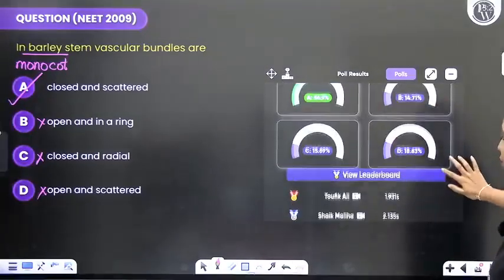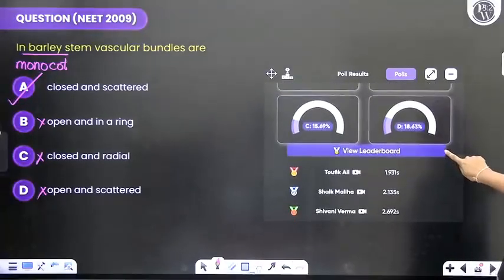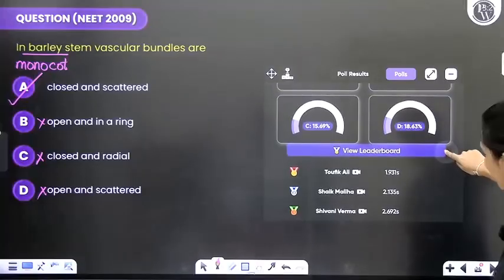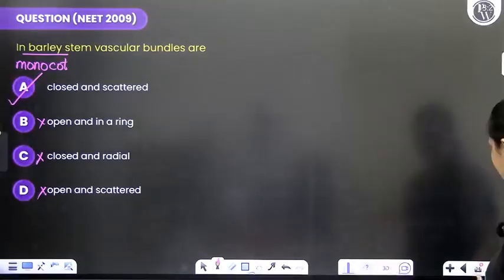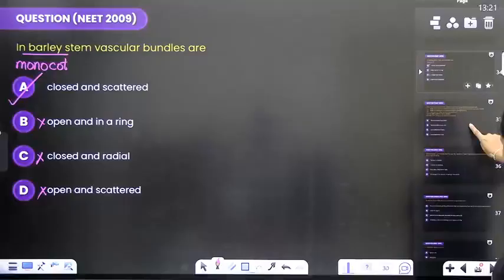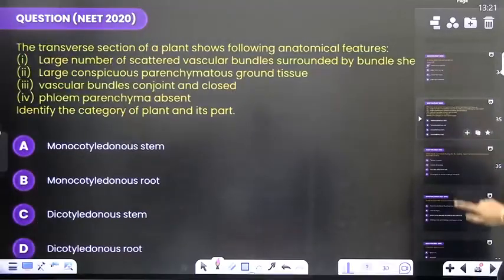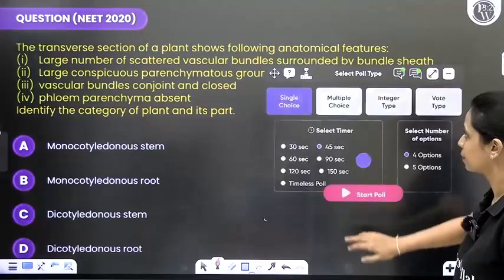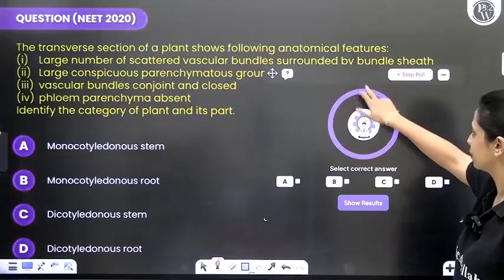55% of you have answered. Taufik, good job. Really, I'm proud of you. Maliha and Shivani, top 3. This is from 2020.